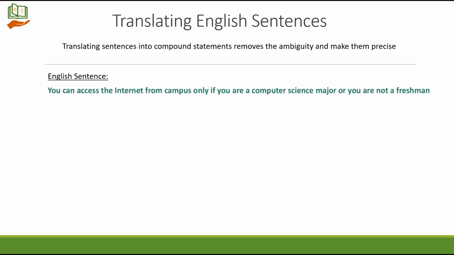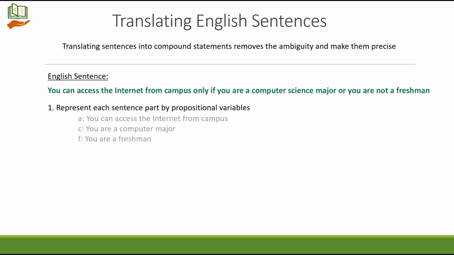Let's take an English sentence. You can access the internet from campus only if you are a computer science major or you are not a freshman. Now, what are the different propositions that you can infer from this particular statement? We have to represent each sentence part by propositional variables. So first we will take the propositions. You can access the internet from the campus will be one statement. You are a computer science major will be another statement. You are a freshman. You should not include not here because it is a negation operator. You are a freshman will be the third statement.